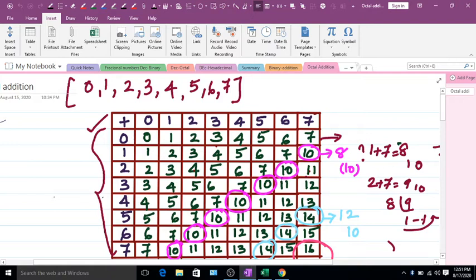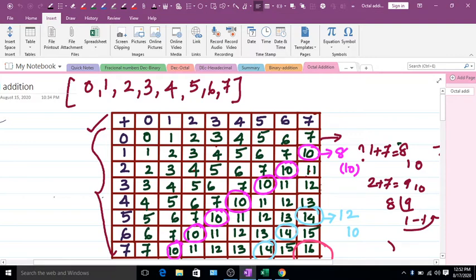Okay? Similarly, 2 plus 6, 3 plus 5, 4 plus 4, 5 plus 3, 6 plus 2. So diagonally, you can fill up this 10. Let us see this number 11. When will you get 11? 2 plus 7 is 9. What is 9? 9 is in decimal system, which is equal to 1, 1. Similarly, 3 plus 6 is 9, 4 plus 5, 5 plus 4, 6 plus 3, 7 plus 2.